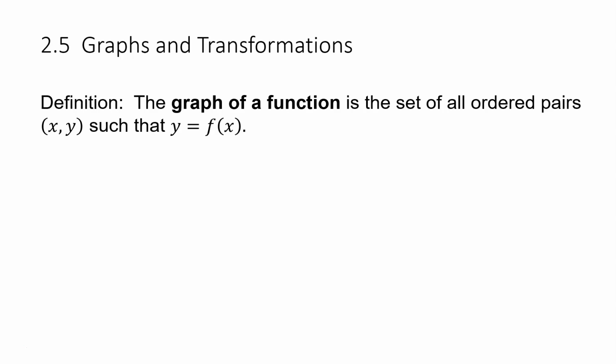The graph of a function is the set of all ordered pairs. These are points on the graph, such that y equals f of x. So what does that actually mean? Let's take an example. Let's say y equals 5x. We could choose any value for x. Let's say we choose 1.